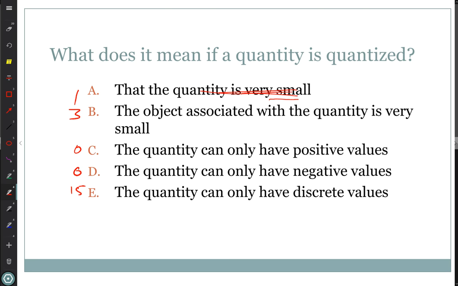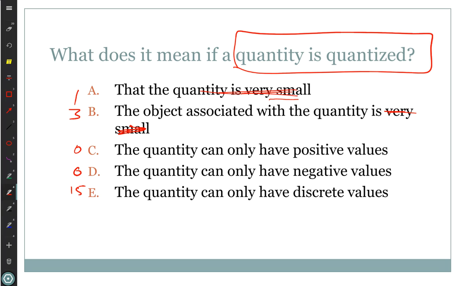It is a practical outcome that occurs in quantum physics, but it's not that the quantity is small. It's not that we're dealing with a small object. We generally apply quantum physics to small objects because, just like with relativity, we generally apply relativity only when things are going really fast. We generally apply quantum only when we have tiny particles. But that's not what it means to be dealing with quantum physics. And here I said if a quantity is quantized, the quantity being quantized is not a statement about the object.